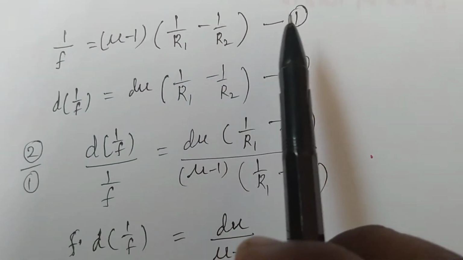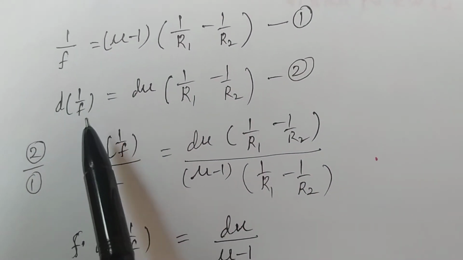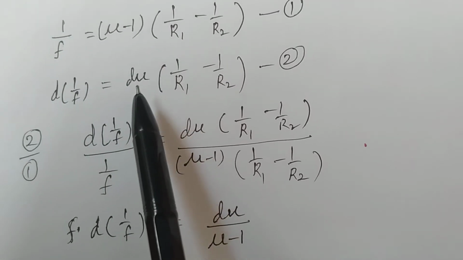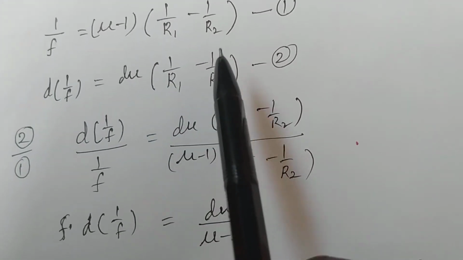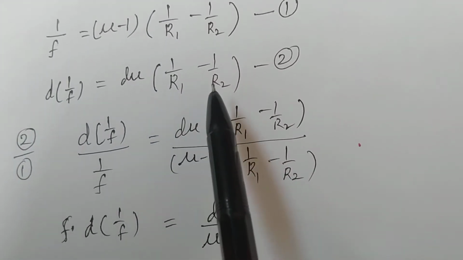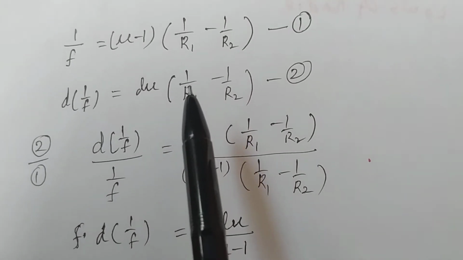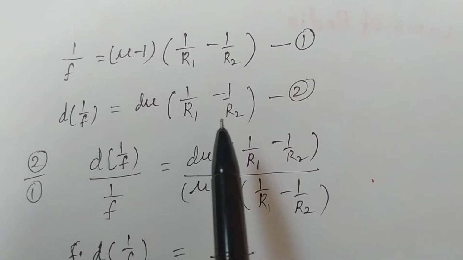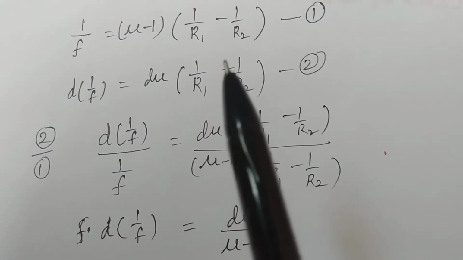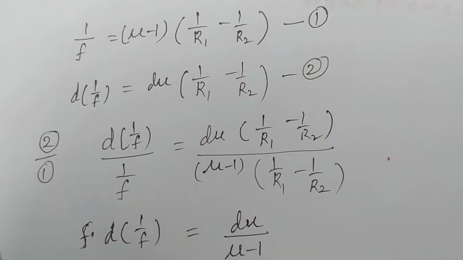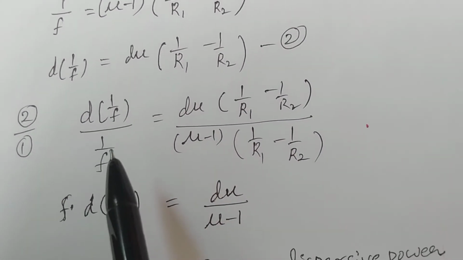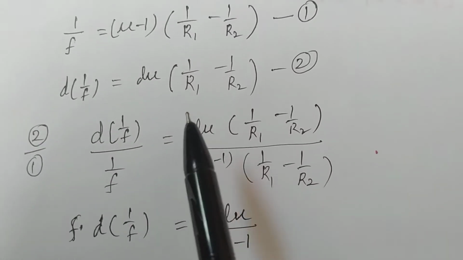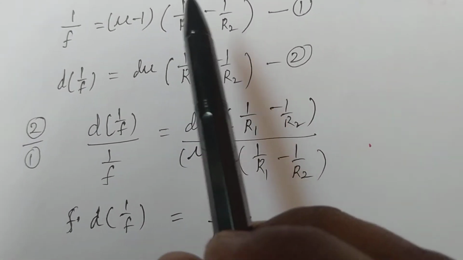So now, differentiating this equation, d of 1 by f is equal to the change in refractive index into 1 by r1 minus 1 by r2. The r1 and r2 values do not change, because they have fixed values in the case of a convex lens. So dividing equation 2 by 1, d of 1 by f by 1 by f is equal to this equation by this equation.